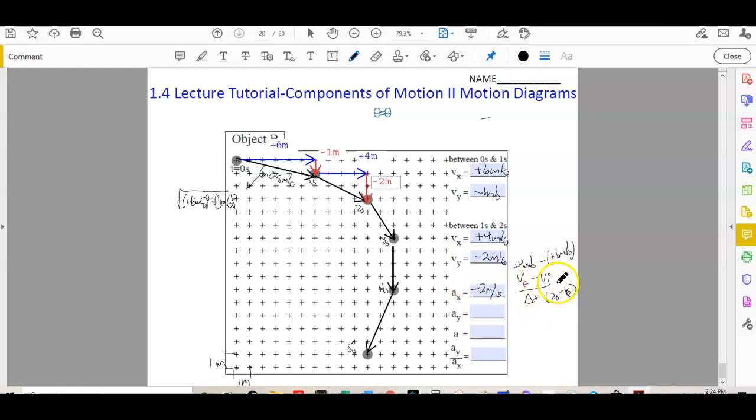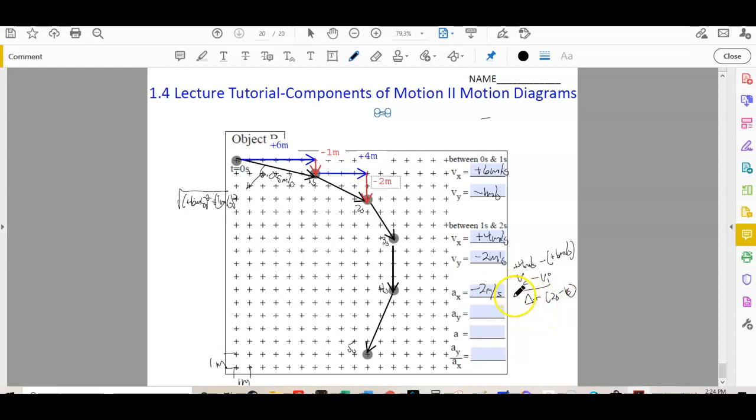So again, the reason why we're doing 2 seconds minus 1 second instead of 2 seconds minus 0 seconds is that initial velocity occurred right here. So now at this point you're applying an acceleration vector at the 1 second mark, which is going to alter the velocity from the 1 to 2 seconds. So that's the reason why this is over the period of 1 second.